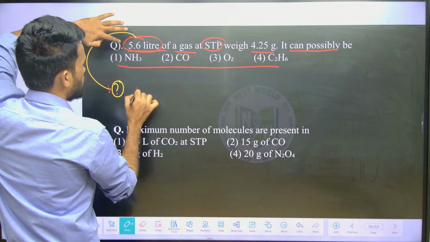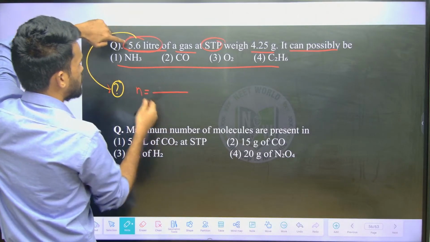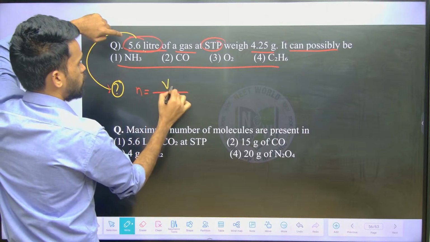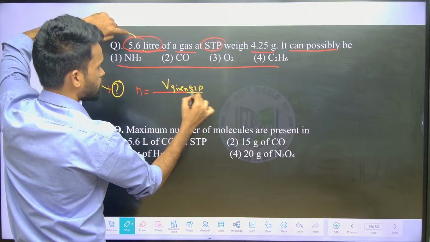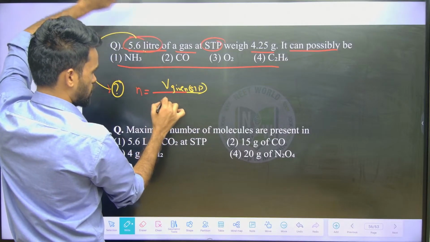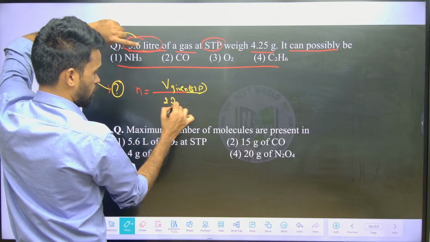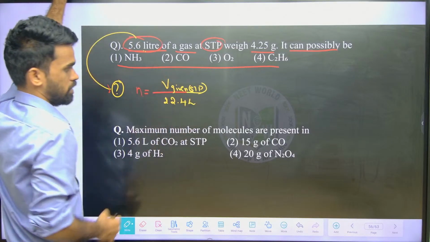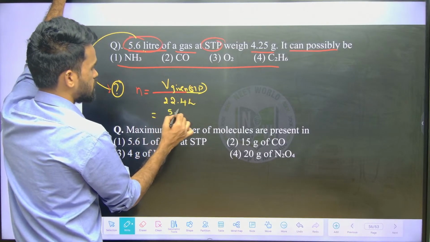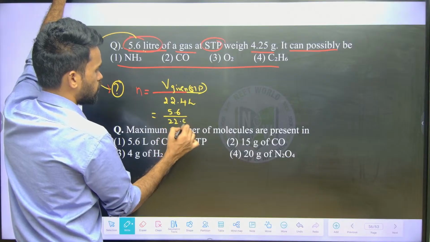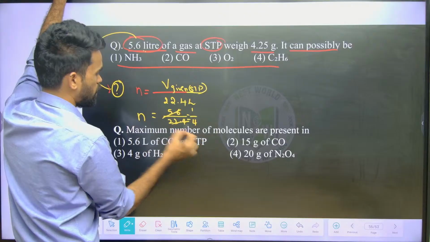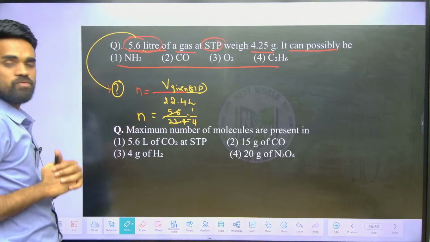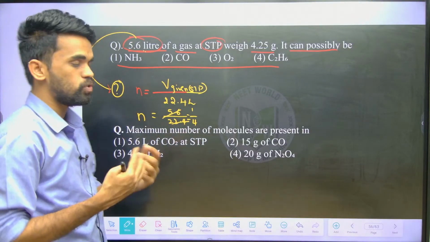As I told you, the number of moles can be calculated from the volume given at STP by the molar volume. 1 mole of gas occupies how much? 22.4 liters. So 5.6 by 22.4, how much will this be? Like 1 by 4 mole. So we got 0.25 mole.